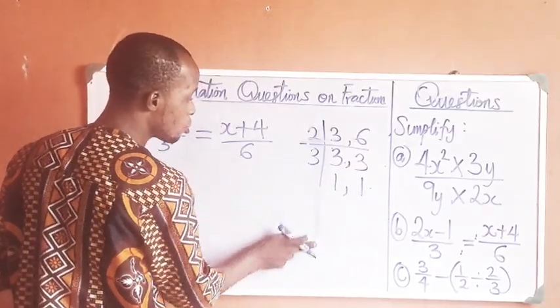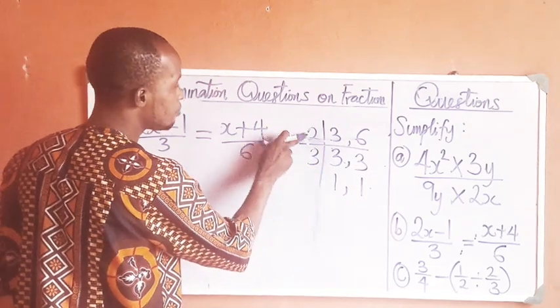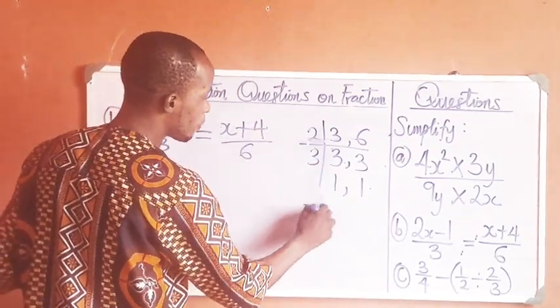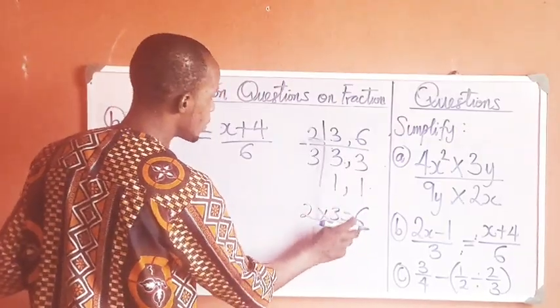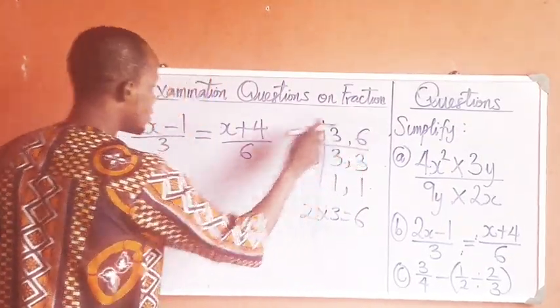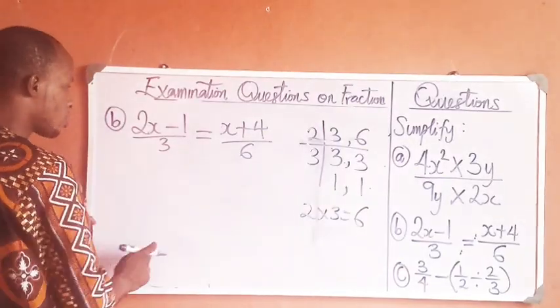So what am I supposed to do? I will multiply my prime factors together, which is 2 multiplied by 3, that gives me 6. So 6 is the LCM of 3 and 6. So what's next? Back to the question.